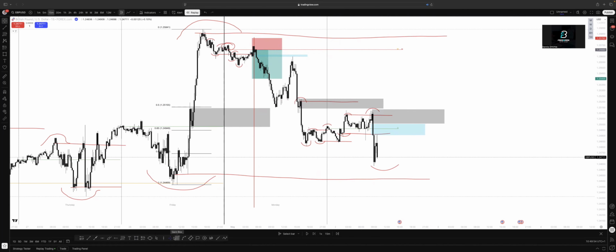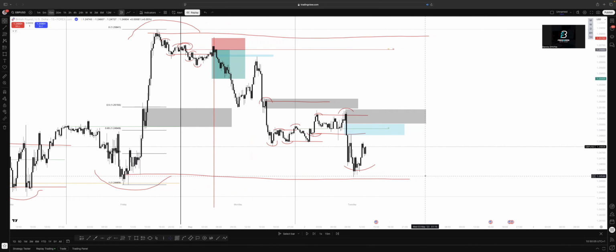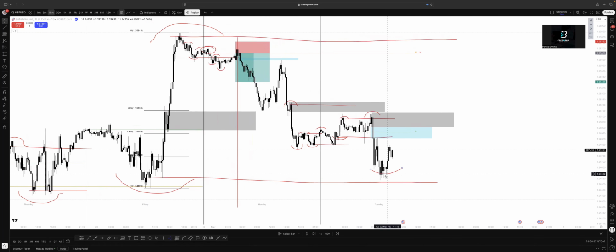Okay, price is already pulling back, rejecting from this break of structure zone. Okay, so now we have a lower low, right? We have a lower low, we have a lower high. But then again, we have a range. We have this range forming inside of here right now.